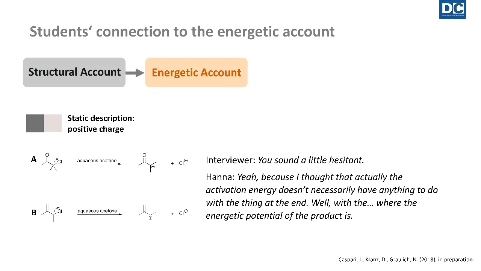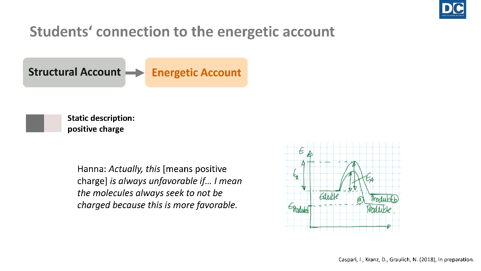When we look further in Hannah's case, we could also see that there's a problem between how students think about the representation that we use in a structural account, which are the typical structural formula, and the representations that are common when we talk about energetic accounts. So she's saying here, for the positive charge of the carbocation, actually this means the positive charge is always unfavorable. The molecules always seek not to be charged because this is more favorable. So she knows that the positive charge is, as she's saying, always unfavorable.